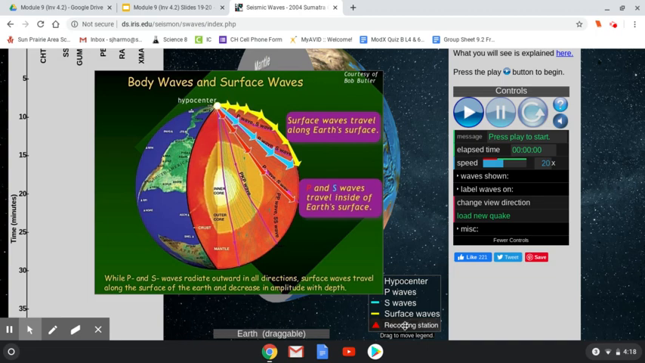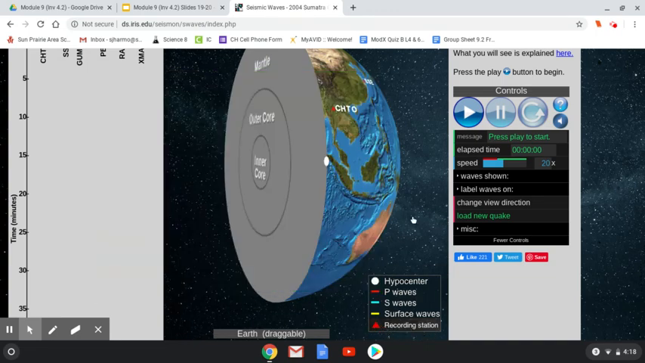I see that these red triangles are the recording stations, where the waves are being picked up. The yellow lines will be surface waves. The blue lines will be S waves, those secondary waves. And the P waves will be in red, our primary waves, the waves that go the fastest. Then we see this white dot for the hypocenter.